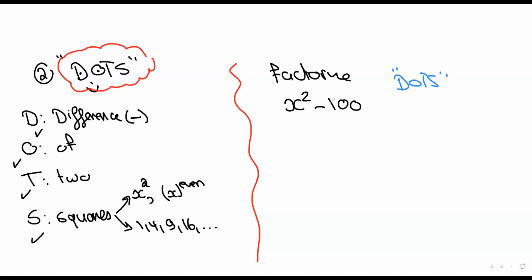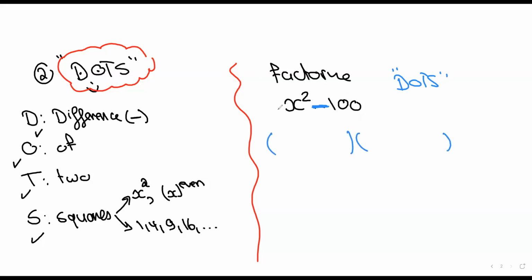So let's do the checklist. Do I have a different sign in between? Yes. If it's plus, then you cannot do it. It must be difference. Do I have two items? Yes. Are they squares? Meaning, can I take the square root of the first and the square root of the second? Yes, I can.